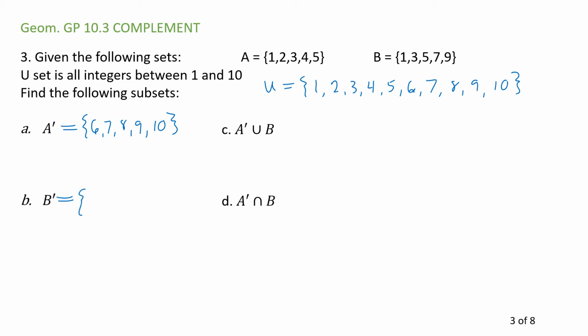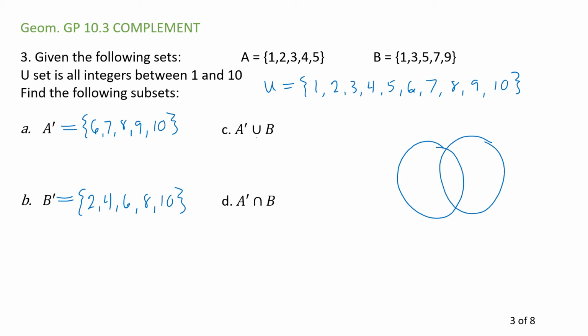Same thing for B. B, of course, is all the odd numbers, so I want to go back and choose all the even numbers. So 2, 4, 6, 8, and 10. It's when you have these that it's a little bit more confusing. And frankly, I think it might be better to do a Venn diagram.